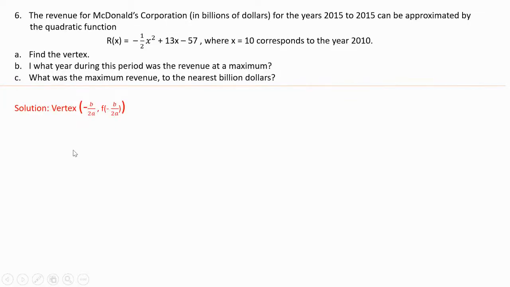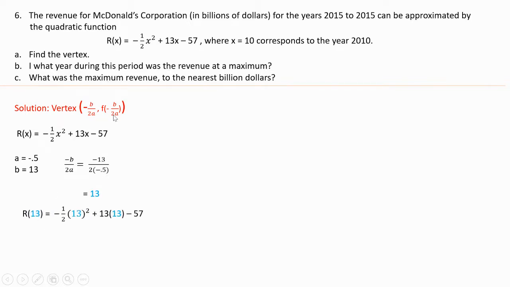So, solution. For the vertex, as before, my A is negative 0.5, or negative 1/2, and my B is 13. If we plug into the formula, negative B over 2A is going to give us negative 13 divided by 2 times negative 0.5, because my B is 13 and my A is negative 0.5. So this gives us negative 13 over negative 1, which is 13.